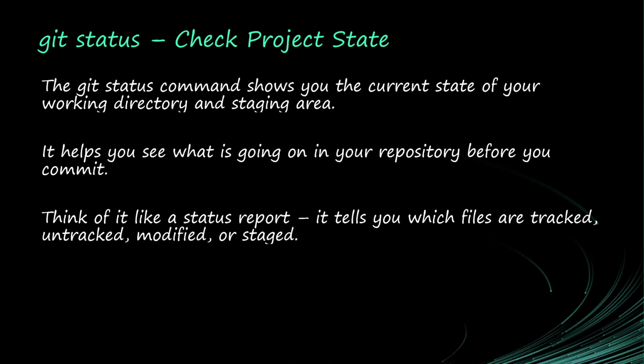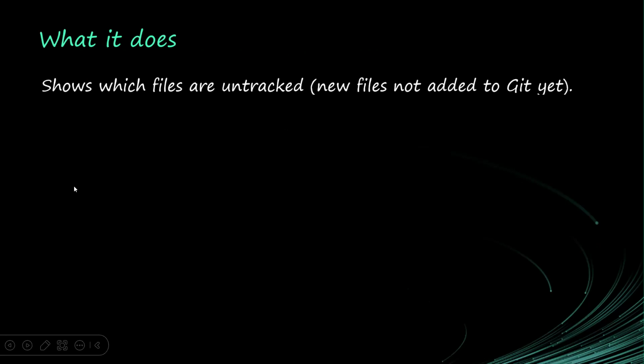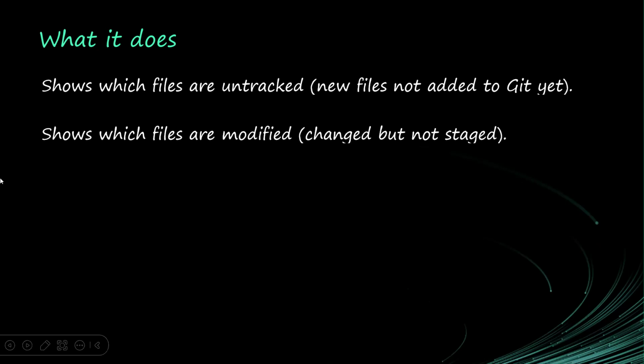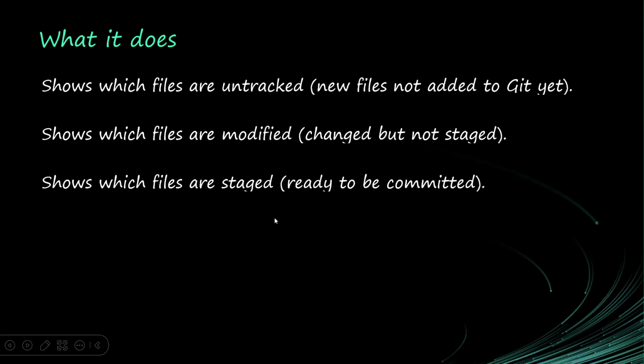And you have already seen everything. I've run the Git status already. What it does is show which files are tracked. You saw it when main.js was not tracked. It told us that main.js was not tracked. It shows which files are modified. It also shows which files are staged. Okay, let's go and do them one after the other.